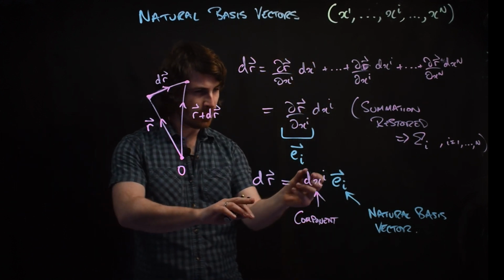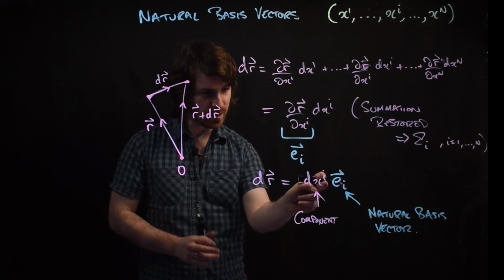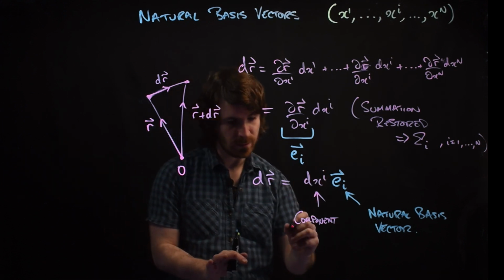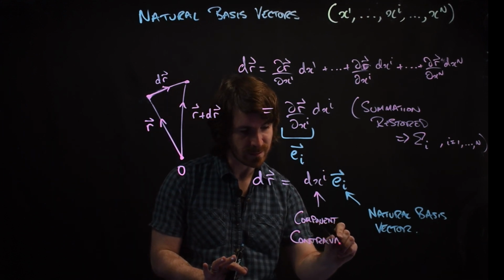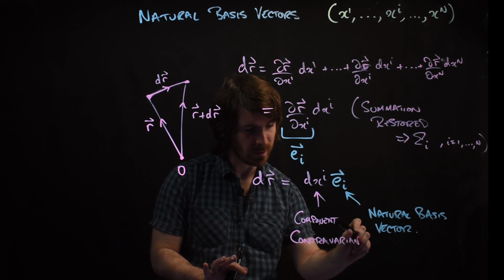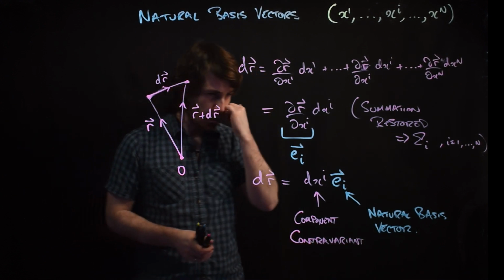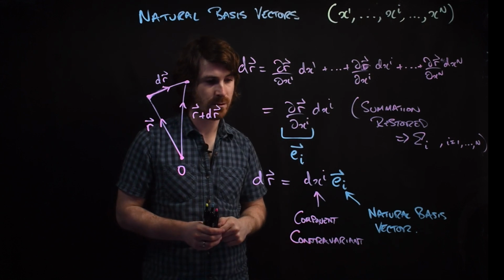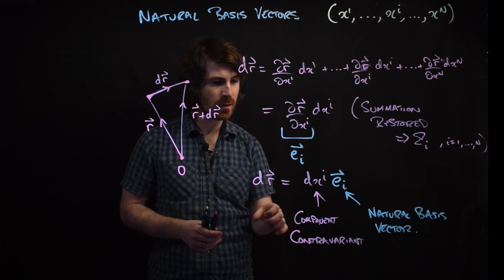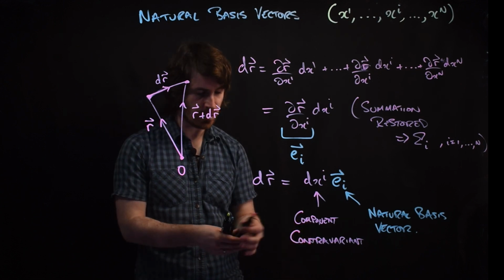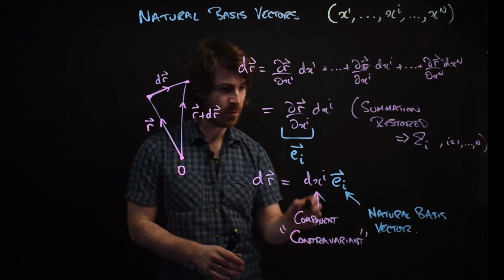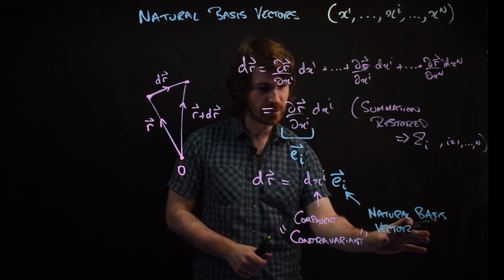And you'll note that for the component, we use a superscript. This is a contravariant component, and we learned about those in the last video. This is when we shine our torch parallel to the opposite axis. So we can reconstruct our vector using the contravariant component with a natural basis vector.